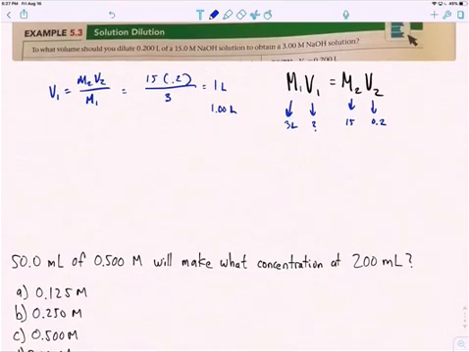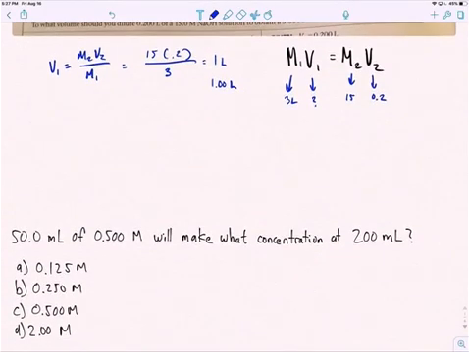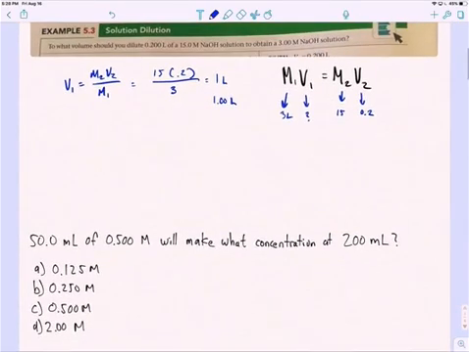Okay, so let's see if you can do this. 50 milliliters of a 0.5 molar solution will make what concentration at 200 milliliters? Let's see if you can solve this one doing M1V1 equals M2V2. If you increase the solution volume by a factor of 4, you're going to decrease the concentration by a factor of 4. The answer is A.